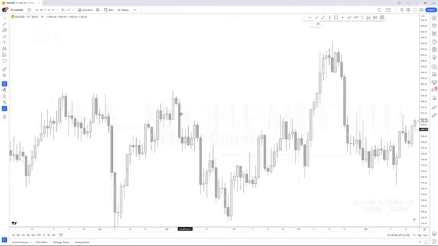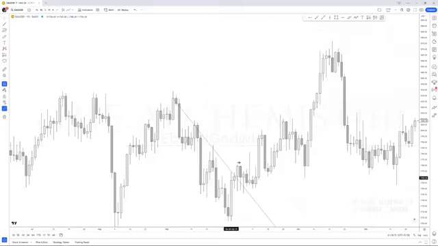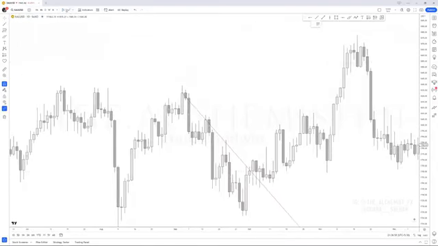Yeah, look at this one. Don't know if I drew it properly. Look at that. In here, it breaks, acts as a support. Of course, you would have got stopped out here because of the drawdown, right? And even in here, we had this trend line.